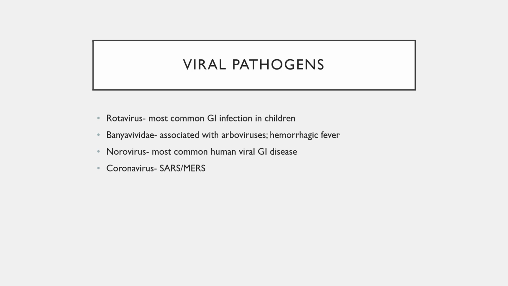The Bunyaviridae are associated with arboviruses, and one arbovirus is called hemorrhagic fever. But other arboviruses are called La Crosse fever and hantavirus. Hantavirus, of course, is associated with the deer mouse. Hantavirus pulmonary syndrome is how one can develop the disease hantavirus. They usually have fever, tachycardia, hypoxia, and hypotension.